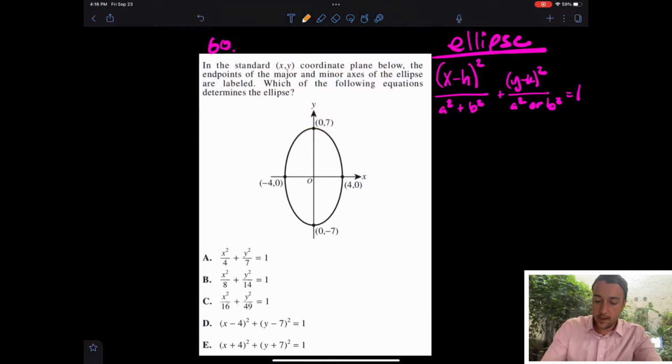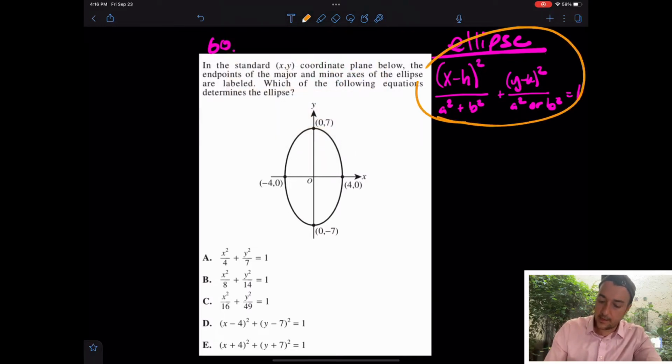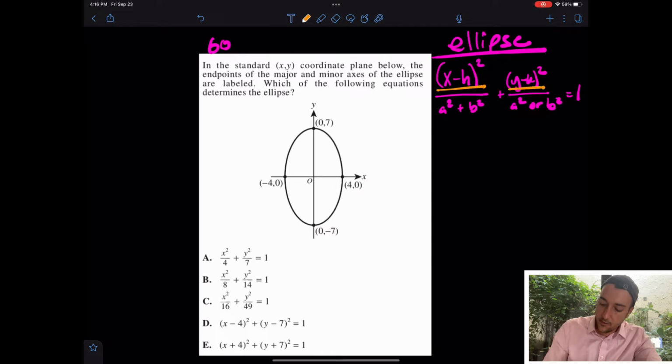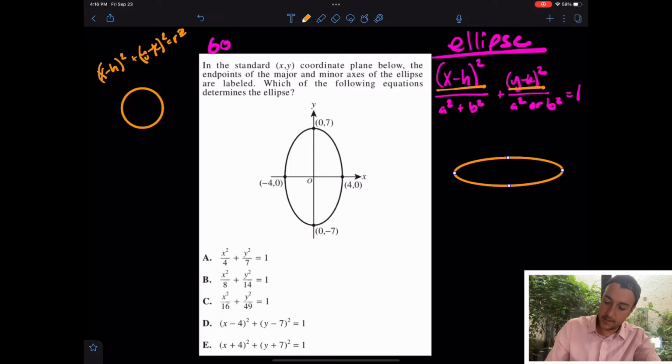If you take a look down here, what's happening in the equation of an ellipse? Well, first of all, understand that you have just the same foundation of the circle. Remember, the circle equation on the top left was (x - h)² + (y - k)² = r². And understand why. Why are they so similar? Well, this is a circle and this is an ellipse.